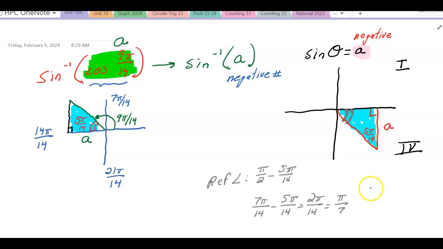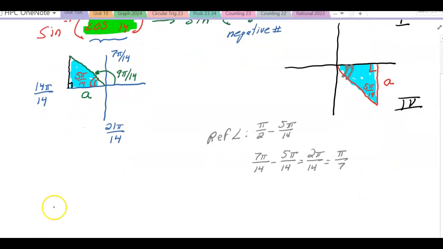The final answer to this question for sine inverse of cosine of 9 pi over 14 is going to be negative pi over 7, because the range of inverse sine is negative pi over 2 to pi over 2.